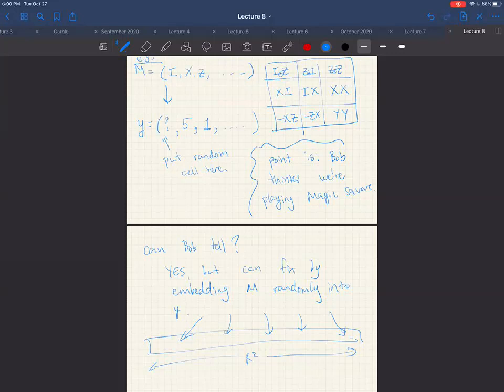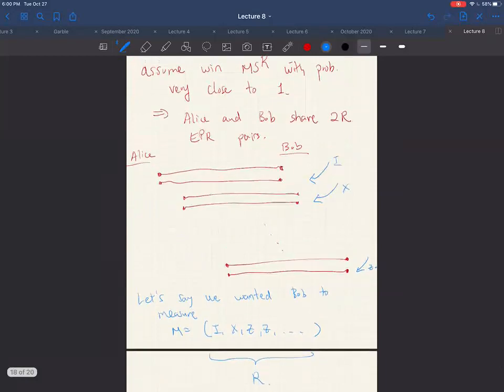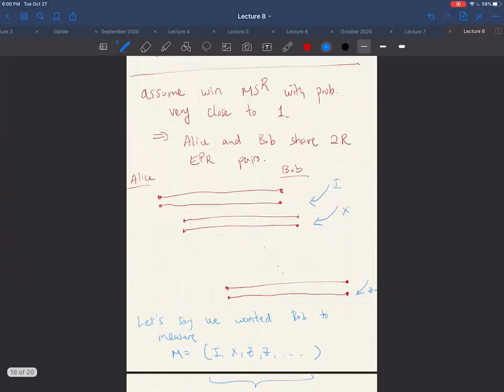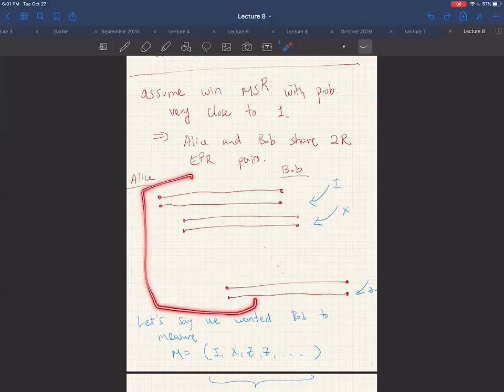Okay, so we're out of time. I think we'll pick this up next time, but just to look ahead, now you can see we've used this rigidity to force Bob to be a trusted measuring device, but we're missing a big part of the verification, which is how he's measuring. It looks like he's measuring EPR pairs, but we actually want him to measure a supposed ground state of this Hamiltonian. How does that happen? And this is where Alice comes into play.